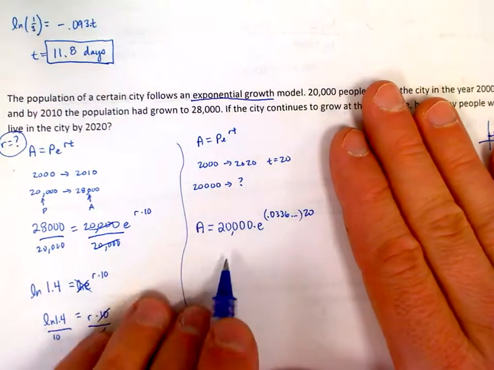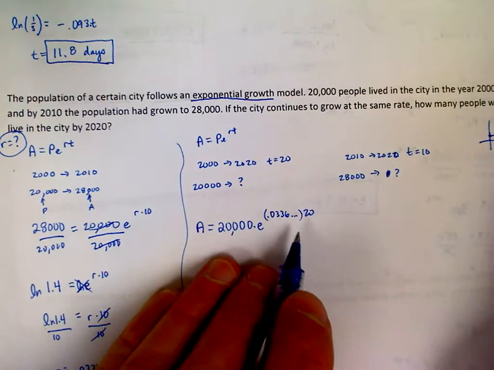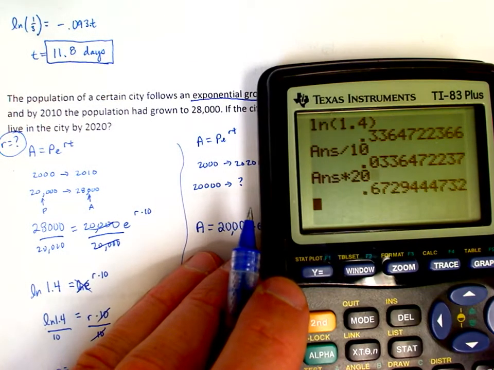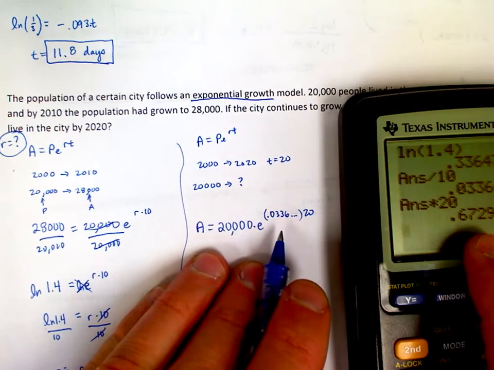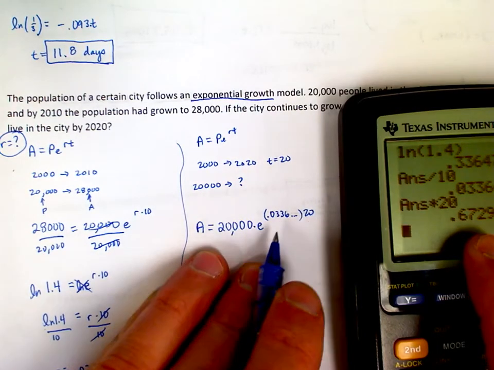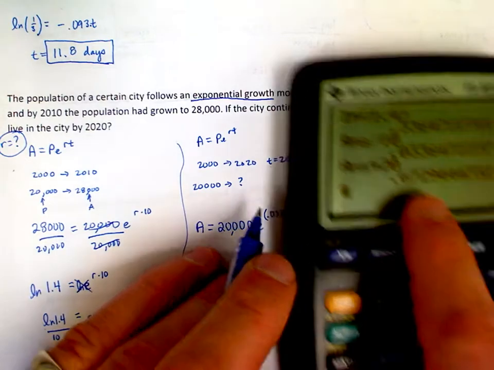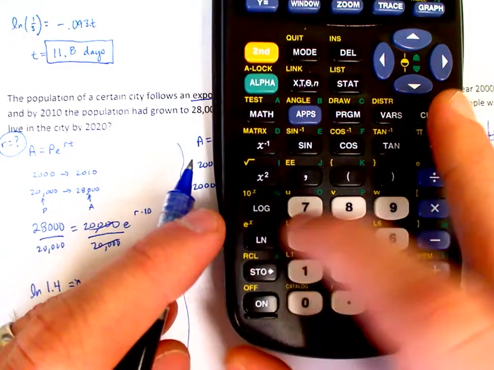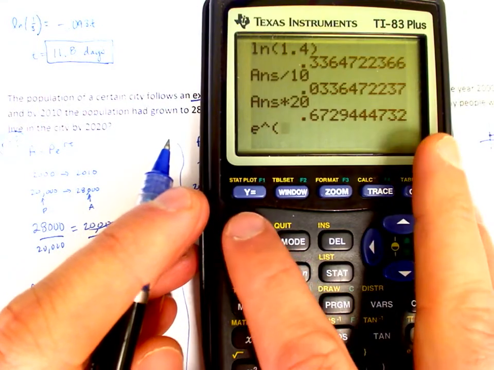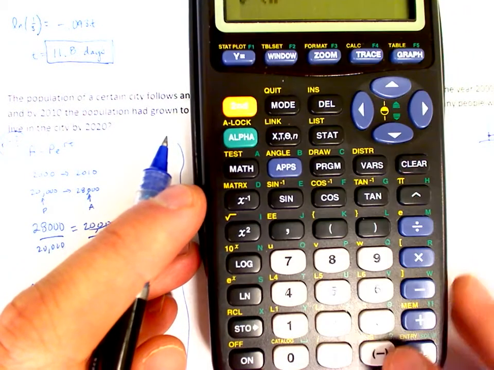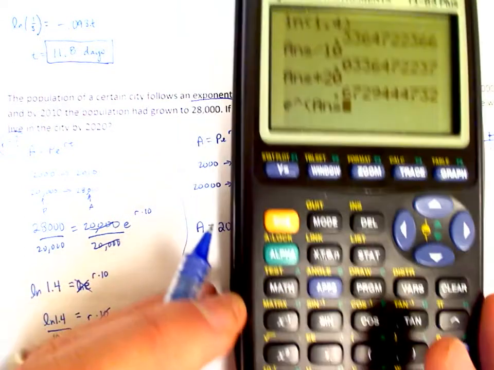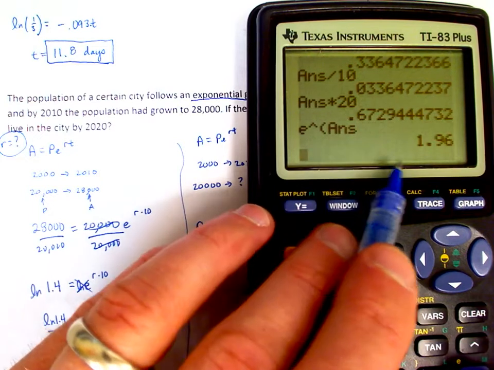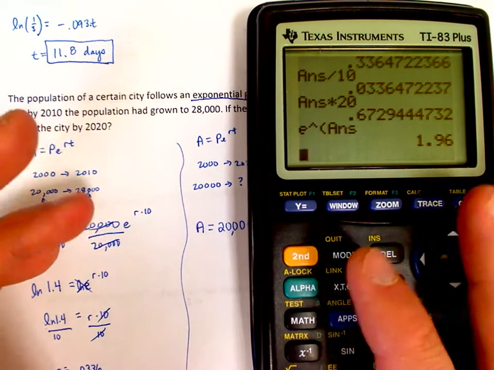So all I have to do is plug this in my calculator. Ready? Here's the unrounded value, the 0.0336. I'm going to multiply by 20. That gives me the thing in the exponent, right? So there's that times 20. Now I need to take e raised to that power. So I'm going to say second, I'm going to use the ln button, e raised to the power of, and then I'm going to use second, and I'm going to hit the negative sign, ans. So it says e to the power of the previous answer. So I don't have to type all that out again. That gives me, wow, that's cool, 1.96, exactly.